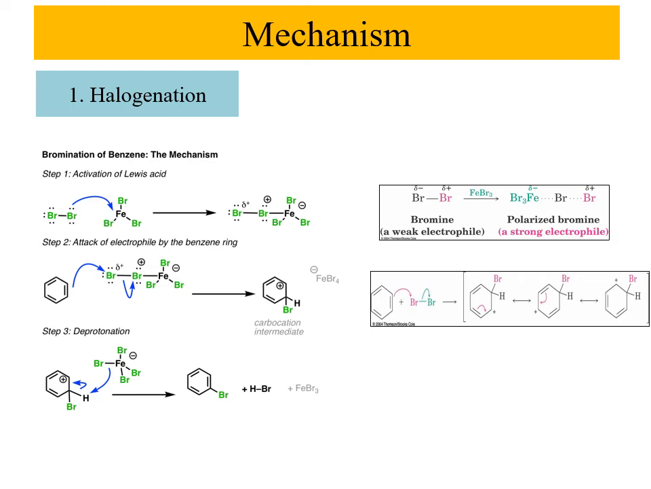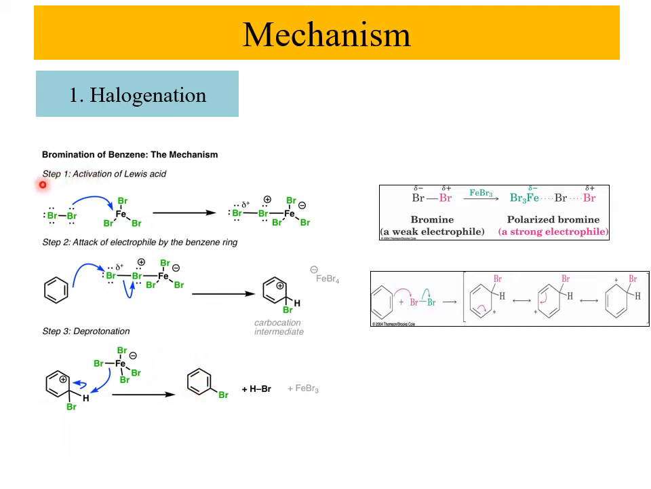Now we want to have a look at the mechanisms for each of the reactions involved in benzene reactions. The first reaction we have here is halogenation, which involves an electrophilic substitution reaction. We have bromination of benzene, for example here. There are three steps of the reaction involved in order to come up with the final product.